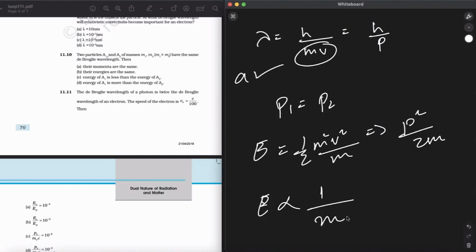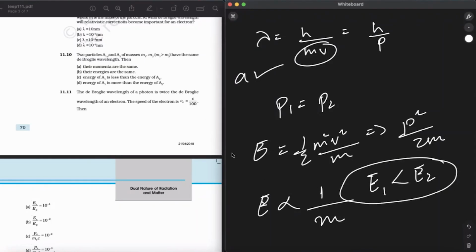ठीक है. जिसका mass ज़्यादा, उसकी energy कम. And we have over here that mass m1 is greater. That means E1 will be smaller than E2. So m1 is greater, that means E1 is lesser. Simple. The energy of A1 is less than the energy of A2. Correct. Option C is also correct. So A and C are the correct options for this question.